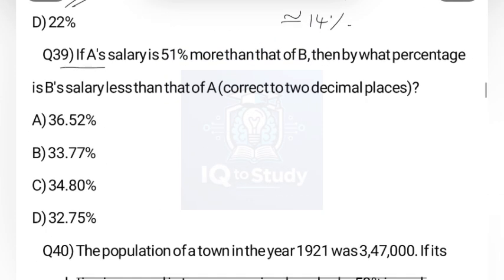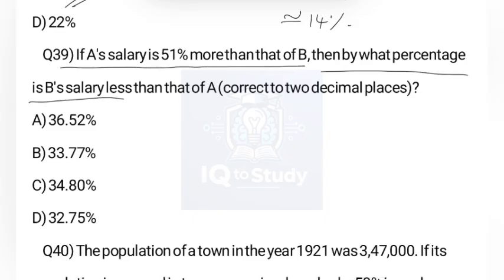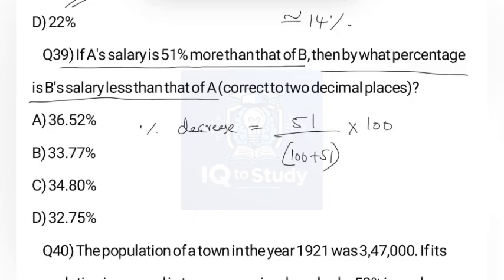If A's salary is 51% more than that of B, then by what percentage is B's salary less than that of A? So, percentage decrease is equal to 51 by 100 plus 51 into 100, that is 51 by 151 into 100. That is equal to 33.77%.